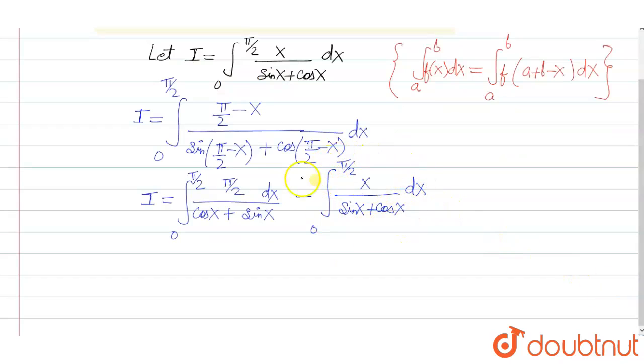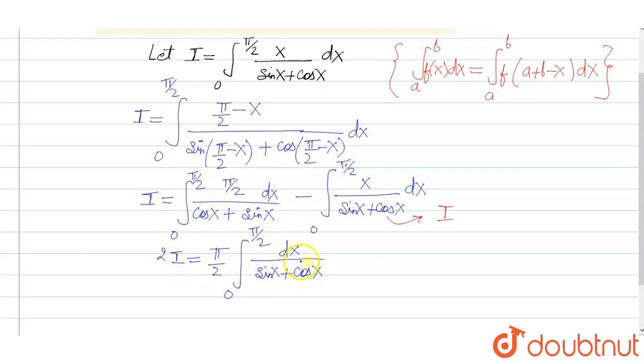Now, this term is the same as the integral value I. So this whole term is equal to I. So we can write 2I is equal to pi by 2, taking it common outside of the integral, integration from 0 to pi by 2 dx divided by sin x plus cos x.